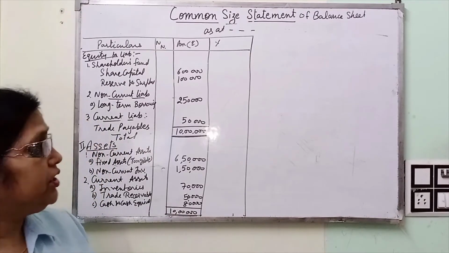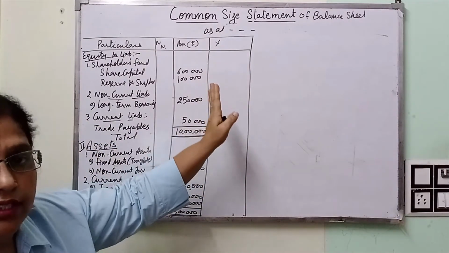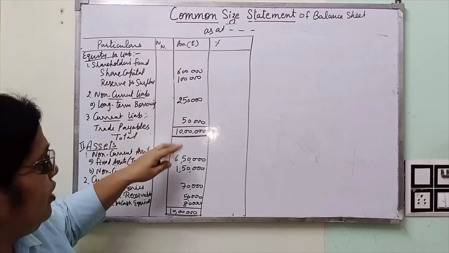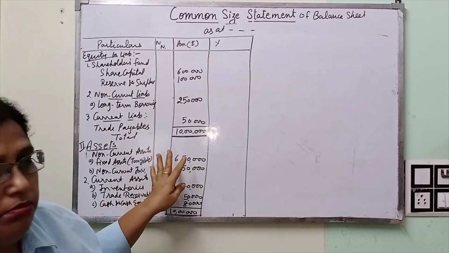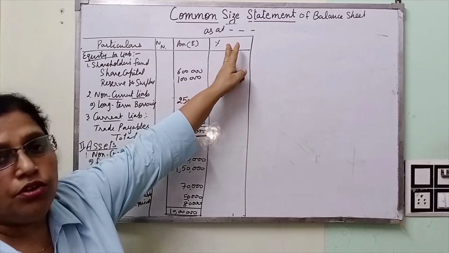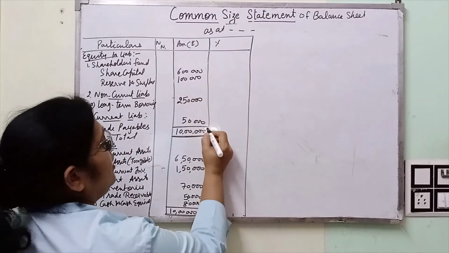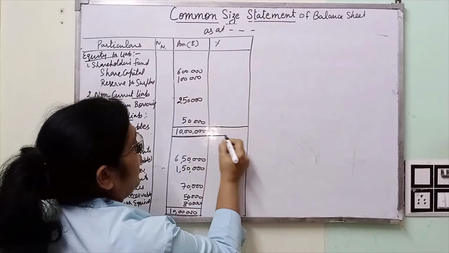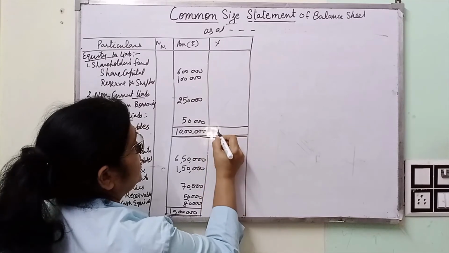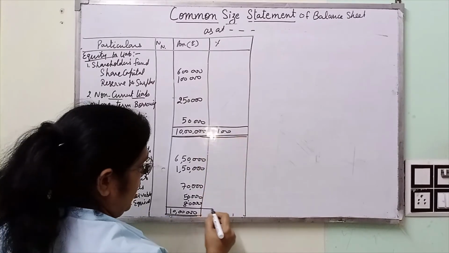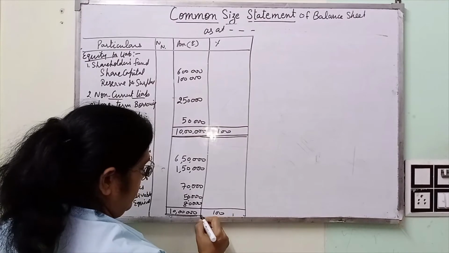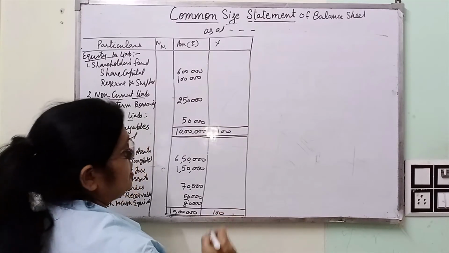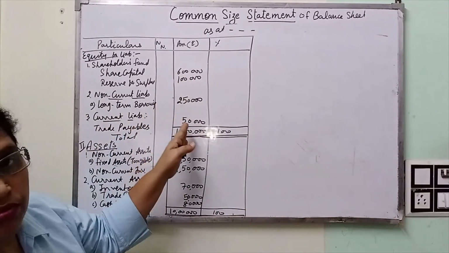This is the question which may be given in the exam. So first of all, we have to write all the amounts which are given in the question paper. Then we have to convert them into percentages. I told you that the total of assets and total of liabilities will be considered as 100. So I can write here 100. Now out of this, we have to compare all these amounts.